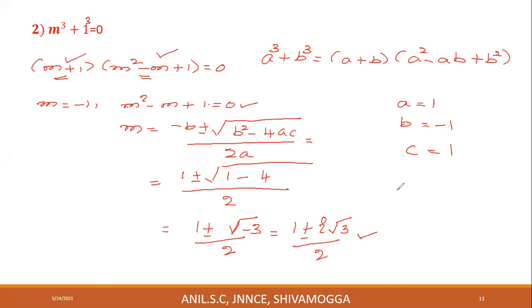Collectively, we have 3 roots now. M is equal to minus 1 is 1 root here. And m is equal to 1 plus or minus i into root 3 divided by 2. Here we have two roots, 1 plus i into root 3 by 2 and 1 minus i into root 3 by 2. So there are three roots.